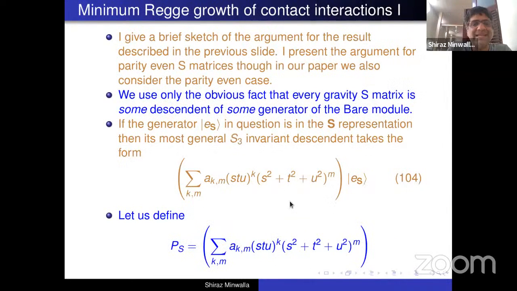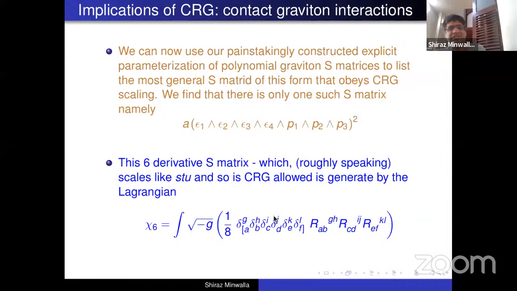Okay, and this Lagrangian here is the Lagrangian of a term that is sometimes called the second Lovelock Lagrangian. Now, look at this S matrix here. This S matrix is a wedge product of 7 different vectors, and then squared.